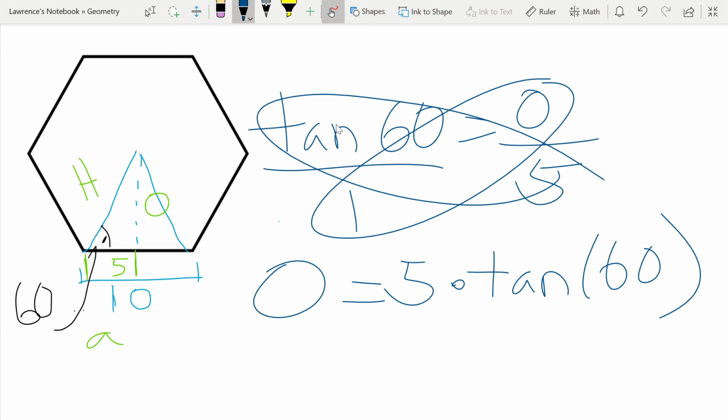Go find 6 triangles once again. Times 1/2 base, which is 10. Height, which is 5 times tangent of 60. There it is. 259.81. Once again, read the ALEKS, round it how they tell you to round it, okay?